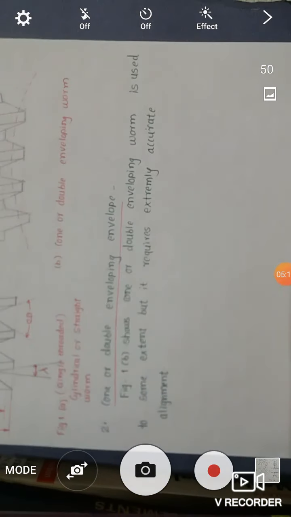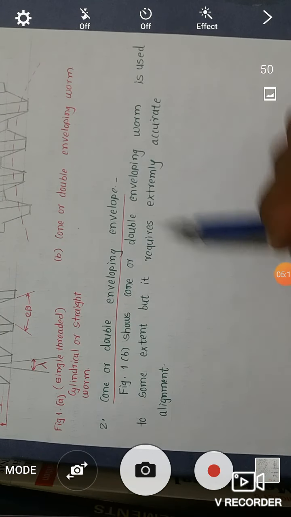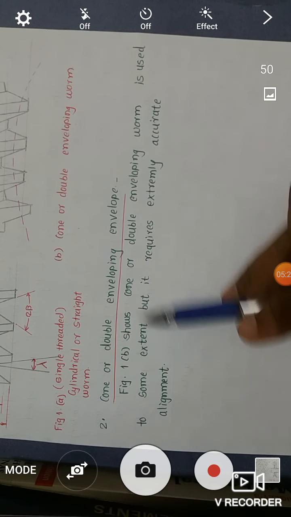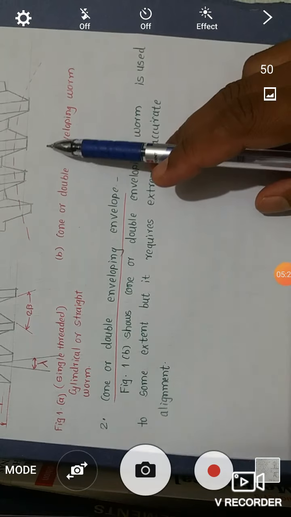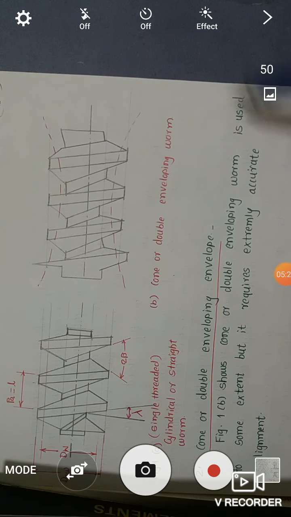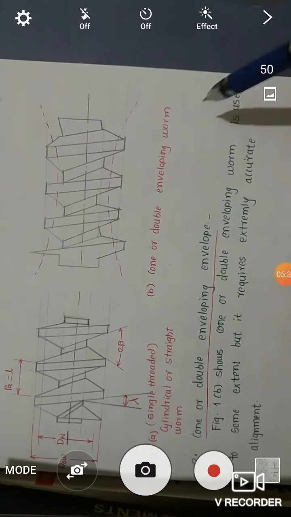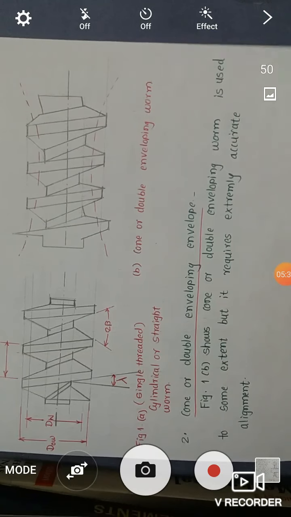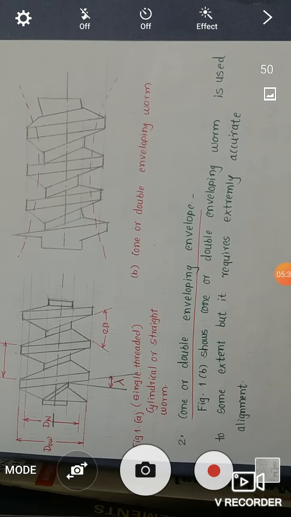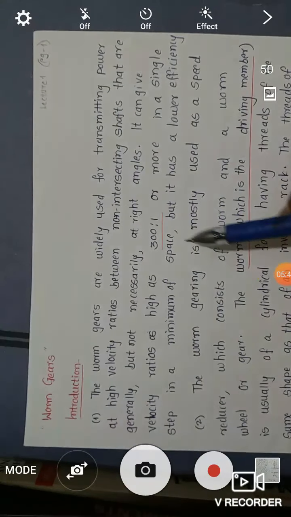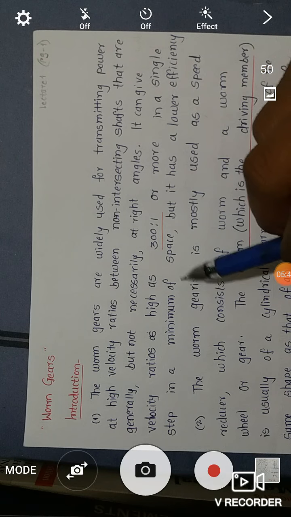If we see the second type, there is the cone or double enveloping type. Then figure B shows the cone or double enveloping worm, which is used to some extent, but it requires extremely accurate alignment. So in this way we finish the introduction of the worm and worm wheel arrangement, and here we stop our lecture. Thank you.